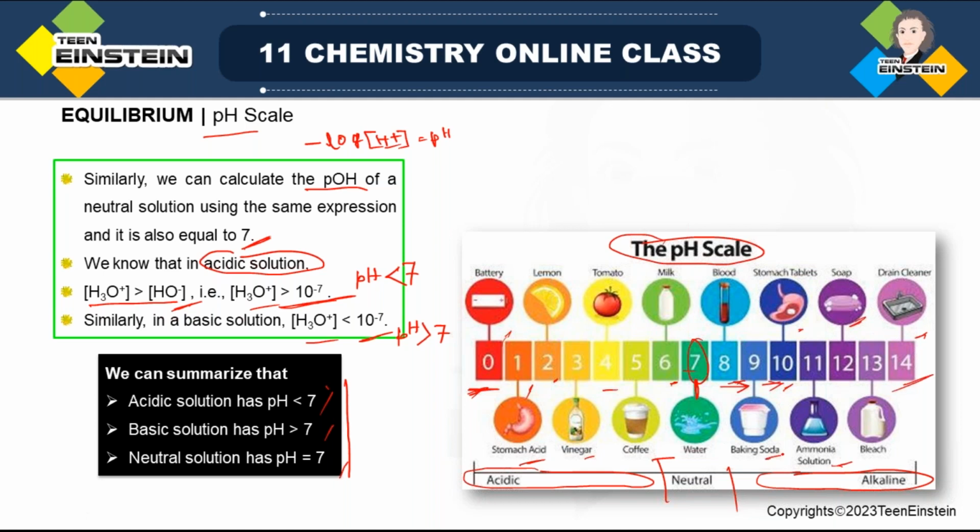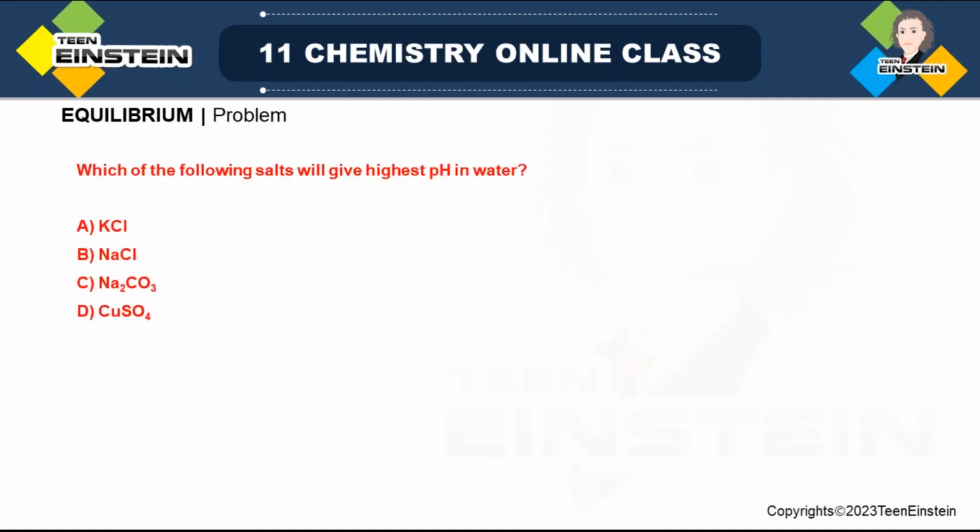Here we also have baking soda, which is used in cooking, and in other household work also. Ammonia solution, bleach, and the maximum alkaline is drain cleaner. To remove the blockage of a drain, we use this type of highly alkaline matter. So this is the pH scale, and you can see examples of some known items.